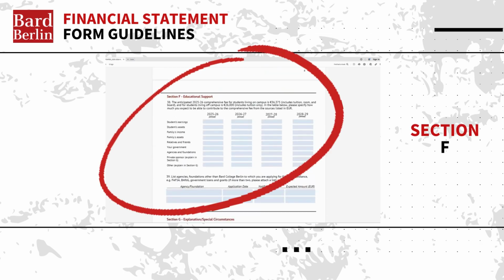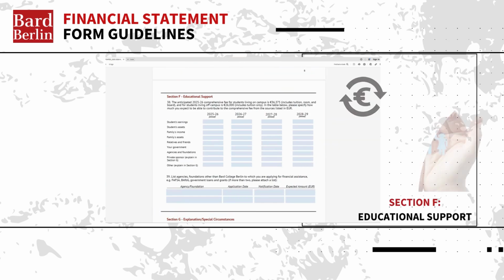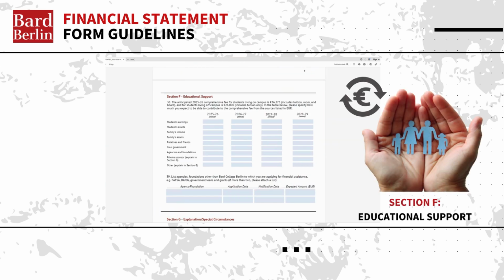In Section F, we would like to understand how much you and your family can contribute per year towards the comprehensive fee at Bard College Berlin over the 4 years of your degree program. It's important to note that we are not asking for the total amount of your family's income. Rather, we are asking what portion of that income can be allocated specifically to your comprehensive fee at Bard College Berlin.